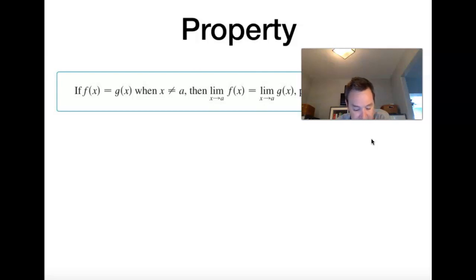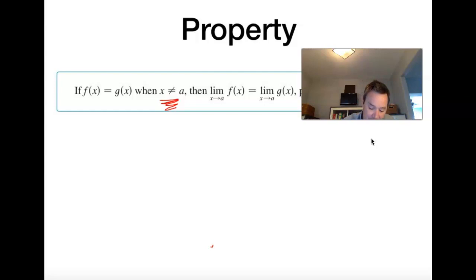Okay, first property: if f of x equals g of x and x does not equal a, then the limit of f of x as x approaches a is equal to the limit of g of x as x approaches a, provided the limits exist. So all this is saying is that if you have a function that's equal everywhere but at a single point, a, specifically at our limiting value, then the limits as x approaches a will be the same.